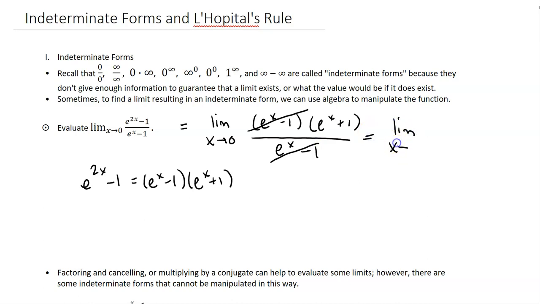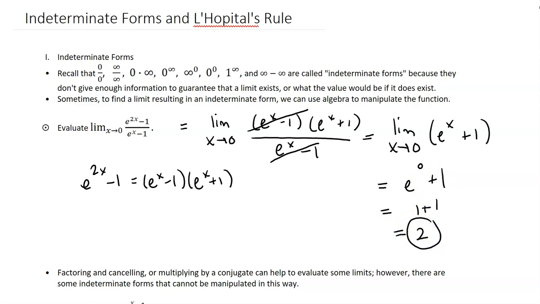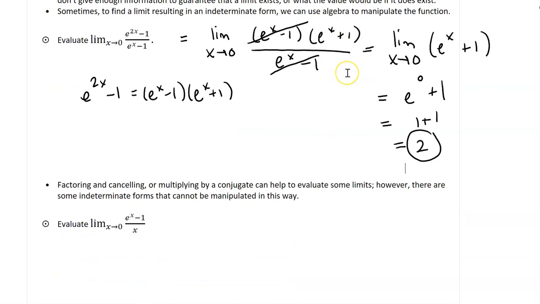And I now have the limit as x approaches 0 of e to the x plus 1, which is something I can plug directly into. So I drop my limit notation, and I get 1 plus 1, or 2. So that's one way that you can do it, by factoring and canceling where appropriate. You may have also multiplied something by a conjugate to evaluate a limit that's an indeterminate form. But there are some indeterminate forms that can't be manipulated in this way. So that's where L'Hopital's rule comes in.